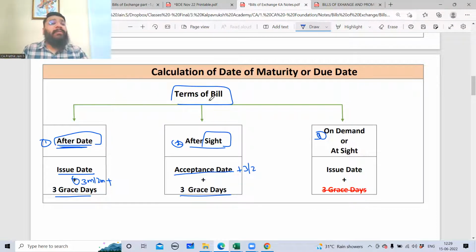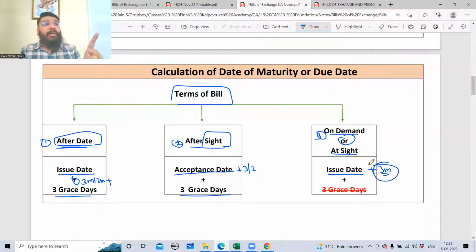If the term of the bill says that you have to make the payment on demand or at sight, which means what? Whenever I'm demanding. See, I have agreed a period of 3 months for you now. So with the issue date, I'll add 3 months. So 3 months time I'll give you, but I'll not give you grace days. So issue date plus 3 months, no grace days. Are you able to follow?